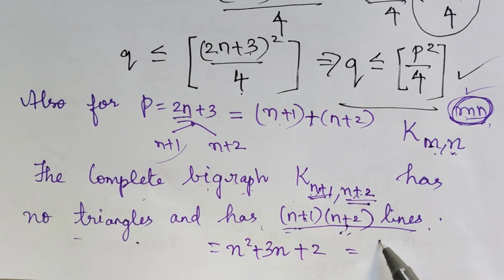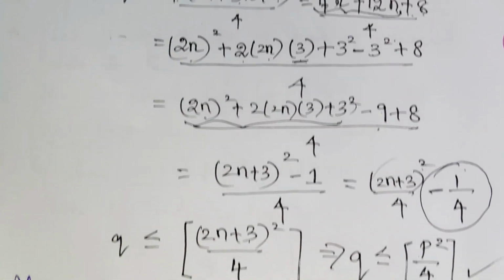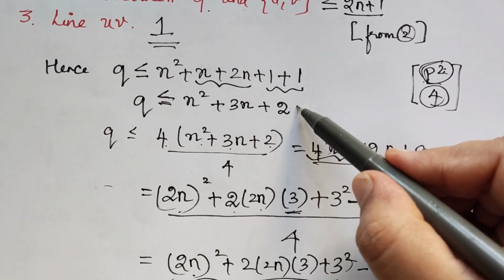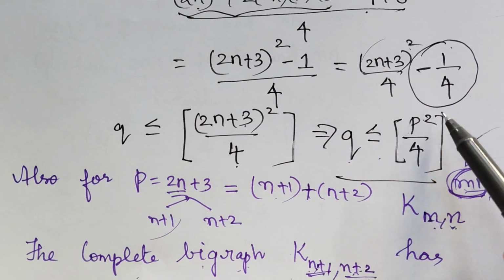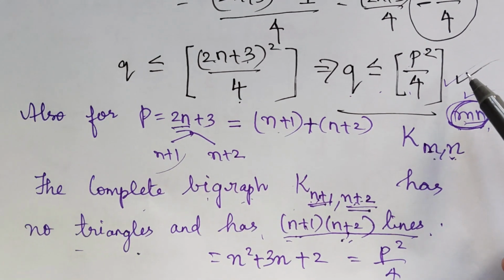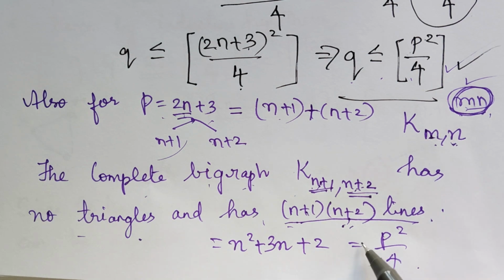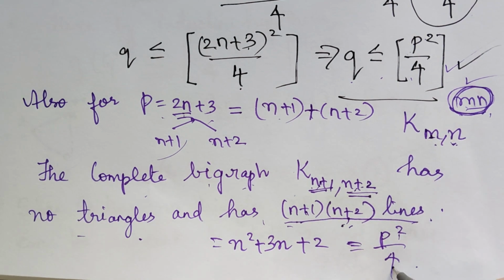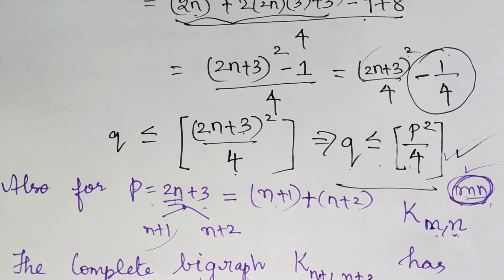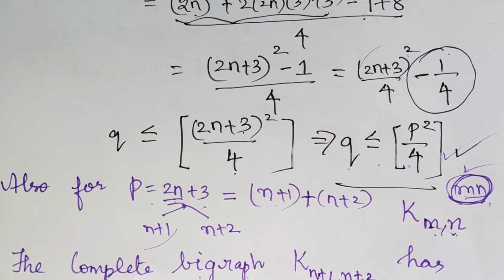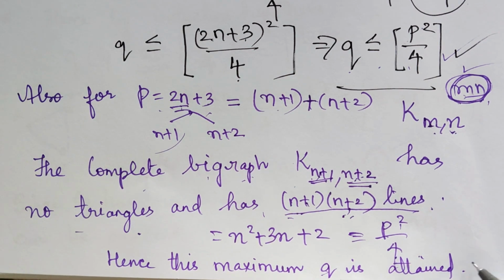So which is equal to what? p squared by 4 number of lines, because just now we got it. We had n squared plus 3n plus 2 and we got q less than or equal to p squared by 4. Therefore, in particular, for one particular value of p equal to 2n plus 3, we get it to be equal to p squared by 4. So we have proved the less than inequality and we have also proved the equality. So hence the maximum q is attained. So I have written that. Hence the maximum q is attained.